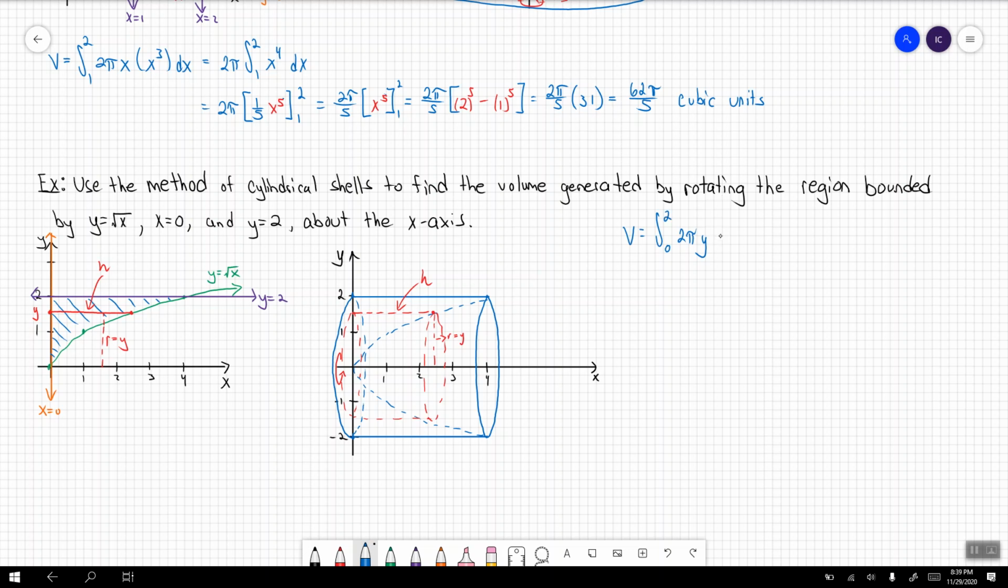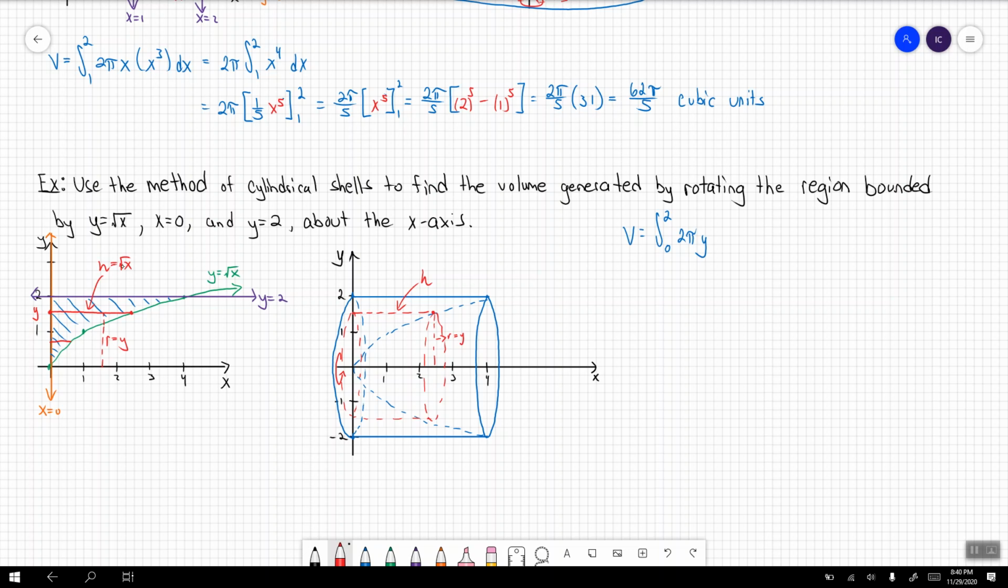All I need now is the height of this cylindrical shell. Well, it doesn't matter where we pick that cylindrical shell. This cylindrical shell could have been down here. That height is still going to be x is equal to 0 from the left all the way to the right, where y is equal to the square root of x. However, we're looking for x as something in terms of y here, and y is equal to the square root of x. Therefore, the height value here is just going to be the square root of x.